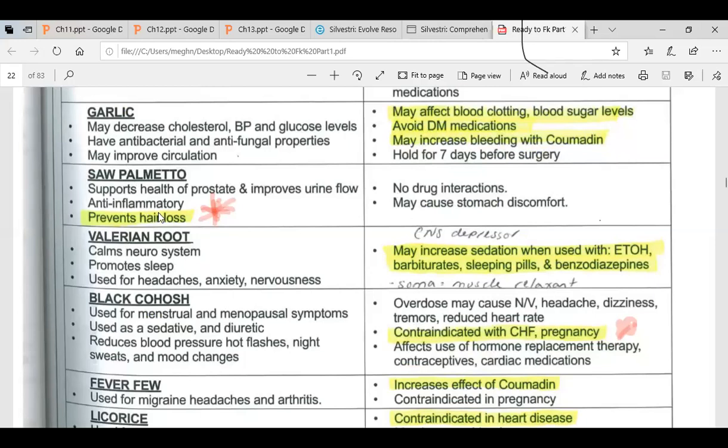Saw palmetto. This is a question I got in my exam. Saw palmetto is supposed to support the health of the prostate and improve urine flow. So for a person who has benign enlargement of the prostate, saw palmetto helps them. Saw palmetto also helps to prevent hair loss. I know one person who does not have any hair, totally alopecia. He took saw palmetto for life, but no hair grew. Unfortunately so. Saw palmetto prevents hair loss and has no drug interaction.